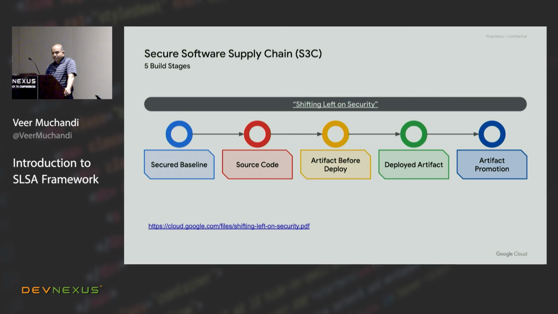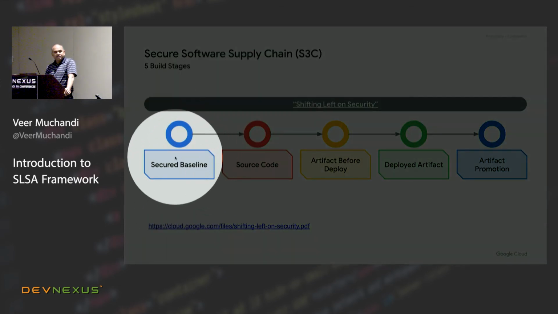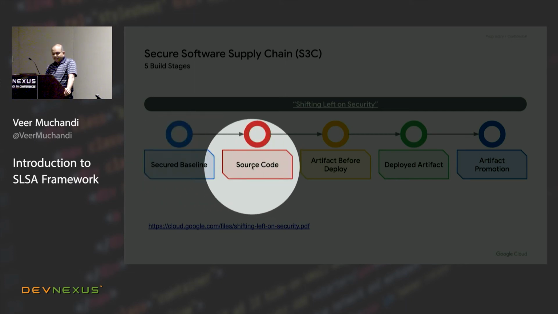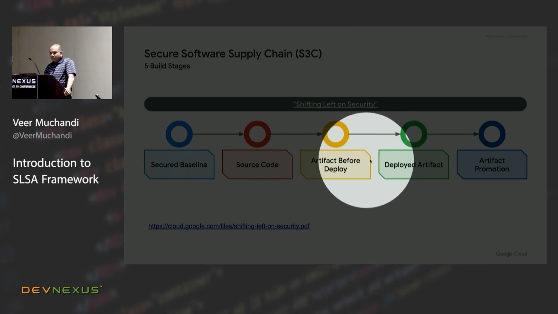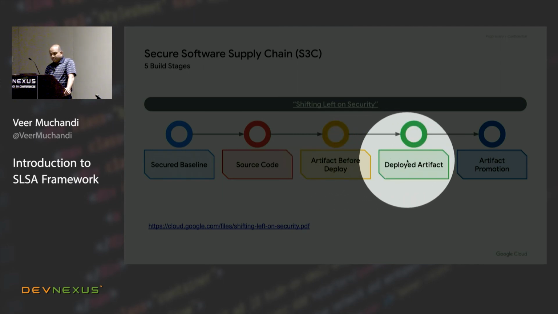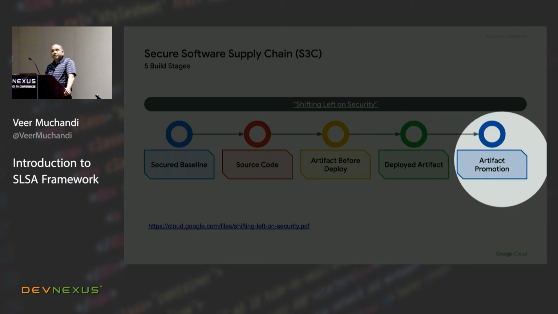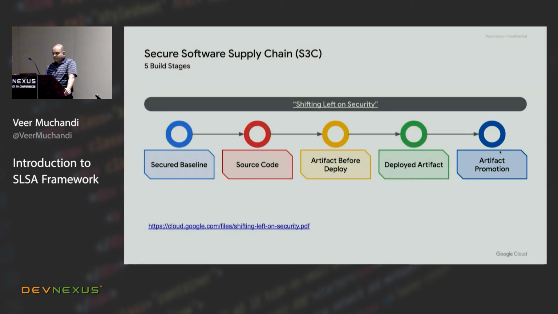Basically, we have a 5-stage mechanism of implementing secure software supply chain. It starts with how to secure the baseline, a step-by-step process: how to secure your source code, your infrastructure, your baseline. After that, it goes to how to check that your artifacts are good before deploying, what you need to check after the artifacts are deployed, and what you need to ensure for promoting the artifacts. The last part is CD, the part where you are at artifacts before deploy and deployed artifacts, that's the CI process.